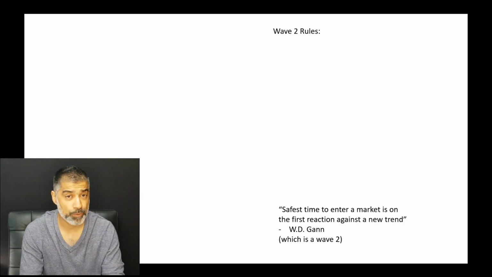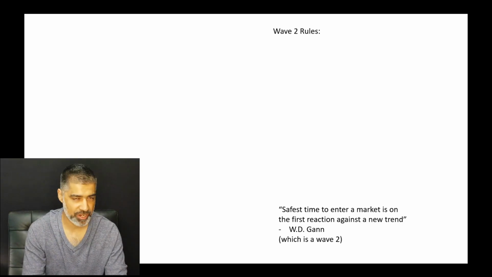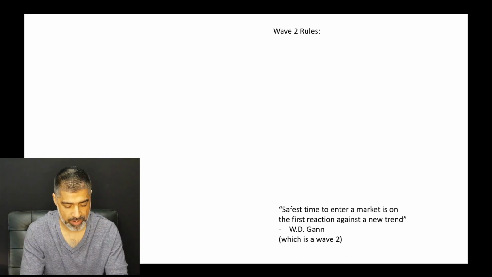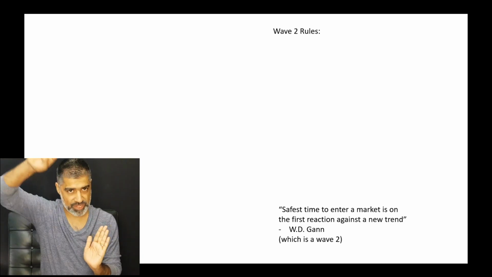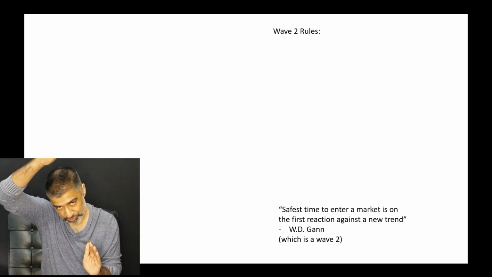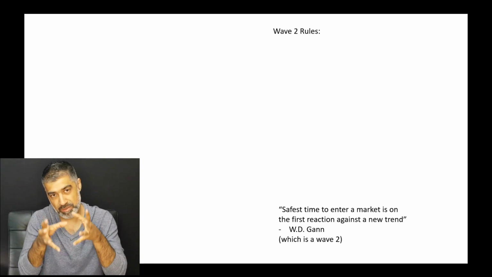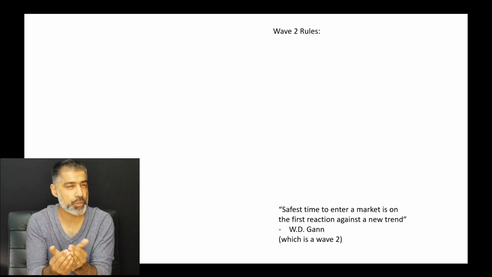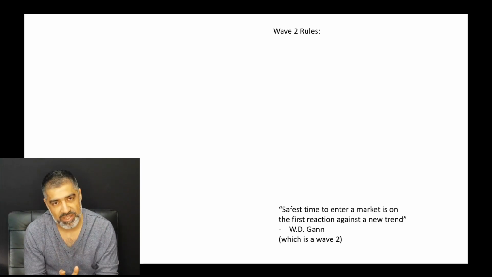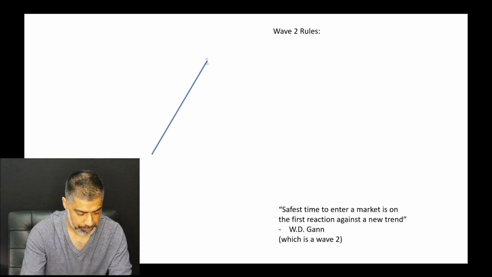There's a famous guy called W.D. Gann, and he's an old school investor, trader, and technical analyst, and he's really into the psychology of the markets. And what he said is, one of the safest times to enter a market is on the first reaction against a new trend. First reaction. So there's a new trend, wave 1, and then the first reaction is the wave 2. That's one of the best times or the safest times. You always want to minimize your risk and maximize your upside.